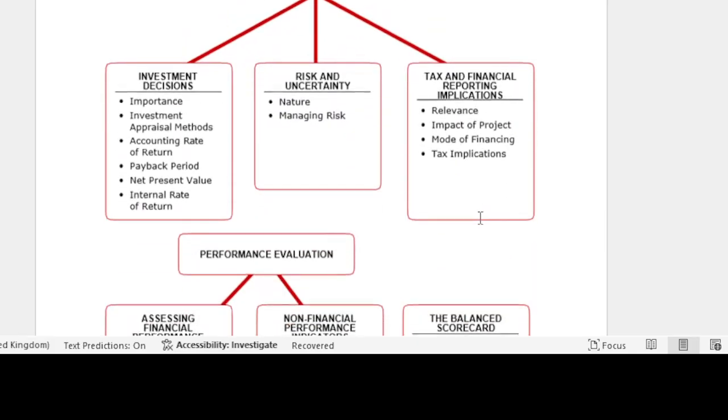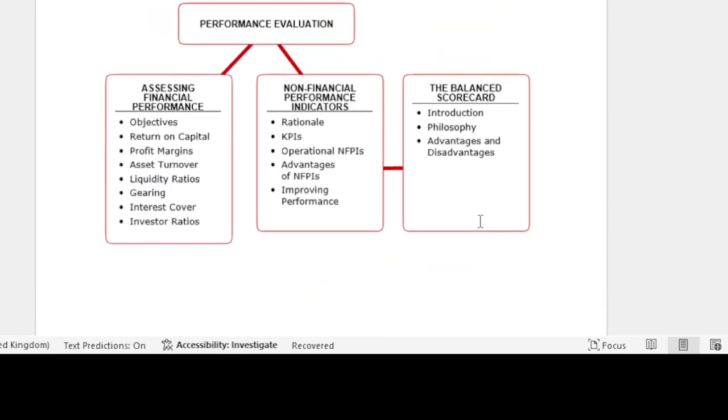So that is about the decision making, and then we shall also look at the second part of finance evaluation, where we shall assess the financial performance, the non-financial performance indicators, and the balanced scorecards that you can use when you are trying to assess the different projects.